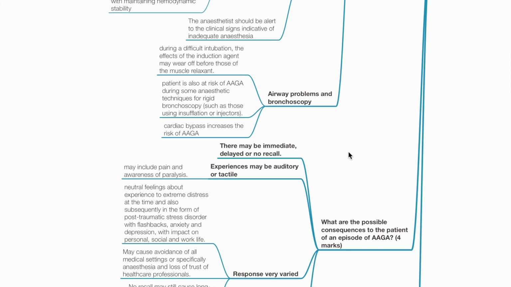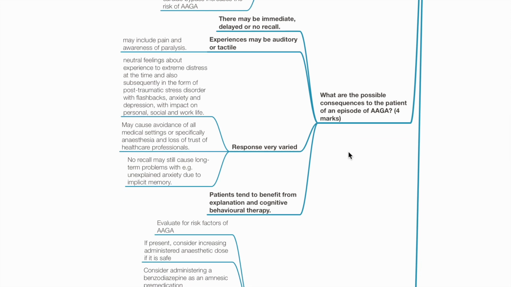Airway problems and bronchoscopy. During difficult intubation, the effects of the induction agent may wear off before those of the muscle relaxant. Patients are also at risk of AAGA during some anesthetic techniques for rigid bronchoscopy, such as those using insufflation or injectors. Cardiac bypass increases the risk of accidental awareness.